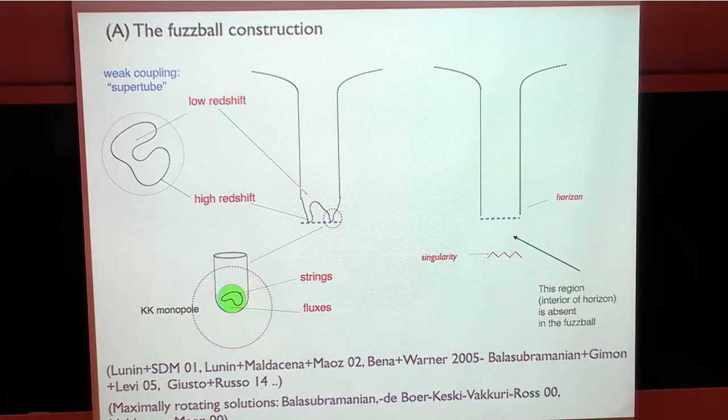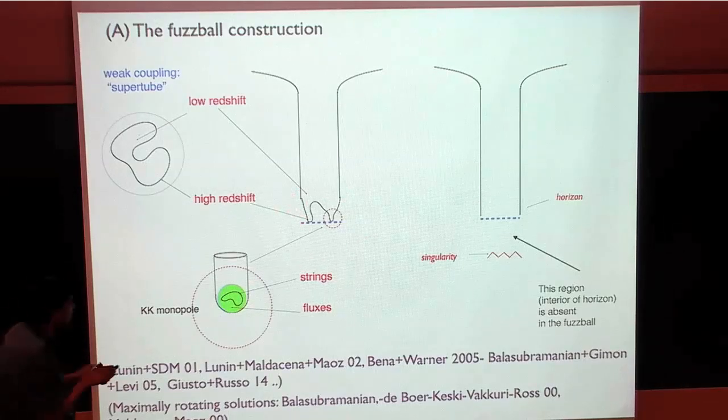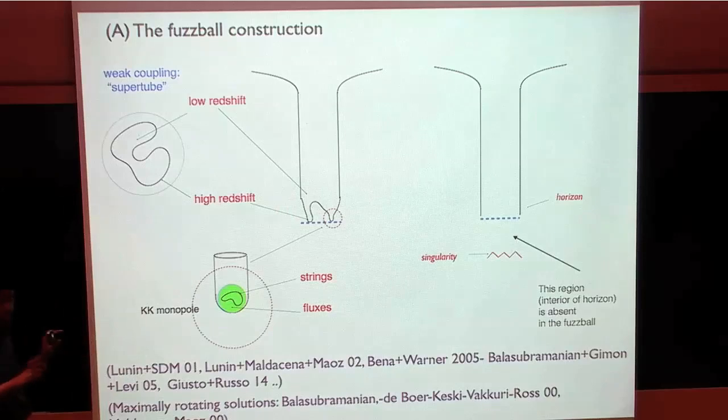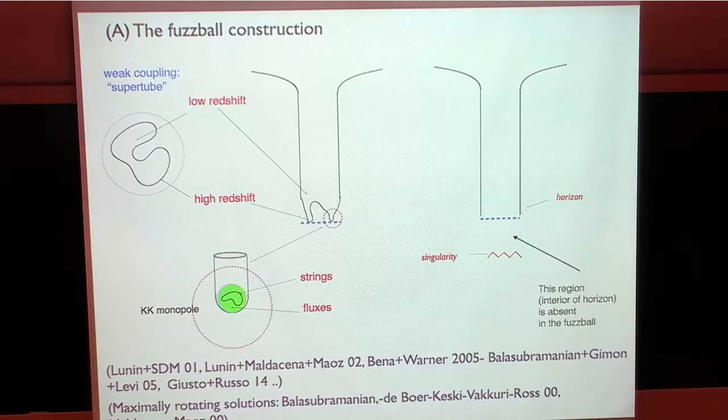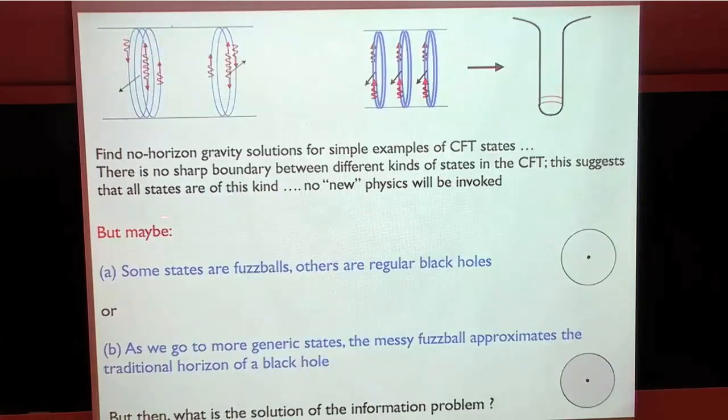So the statement of the first one is just very simple, that we are not going to invoke any new physics. All that we are going to say is, okay, they just become messy. But apart from becoming messy, they don't do anything new. And let's see if we can solve all the black hole puzzles with this. That's the conjecture.